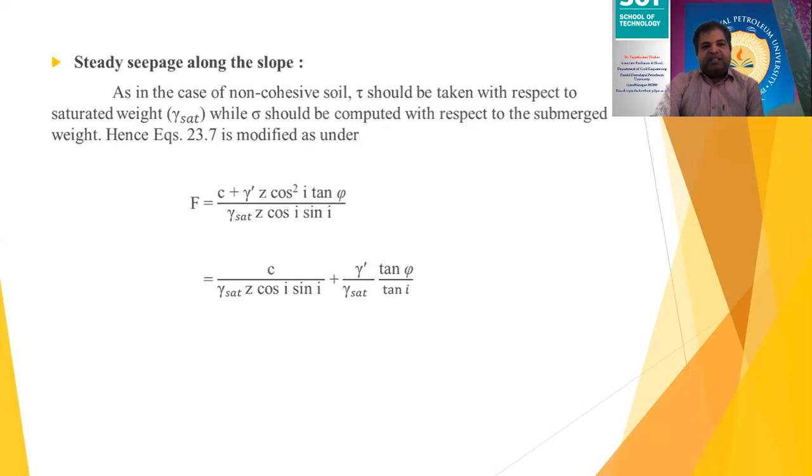And then this particular equation is replaced in this way, because your gamma value becomes gamma saturated, and the remaining value, if you find it out, is gamma saturated minus gamma w, which reduces to submergence. So this value will become C plus gamma dash Z cos square i into tan phi upon this particular value. If you simplify this, then you will get this particular equation.